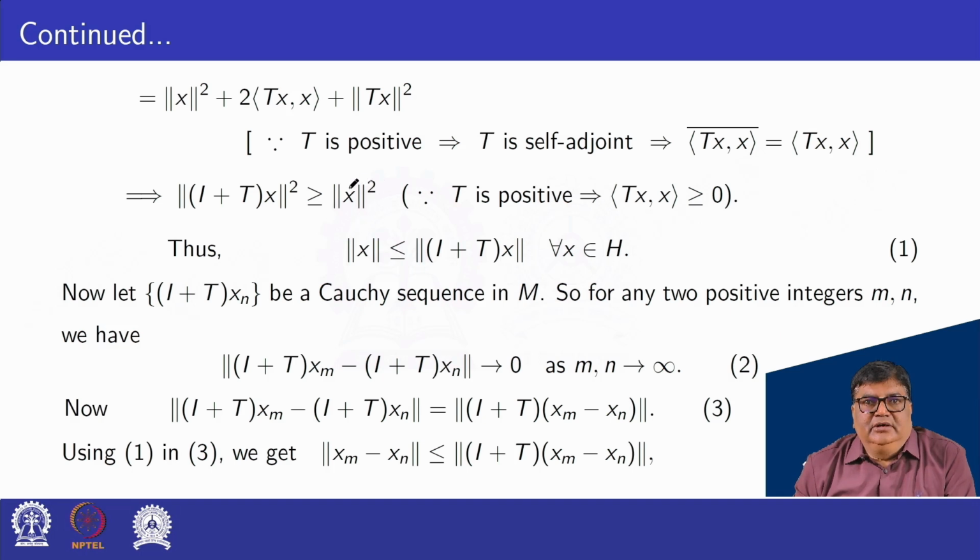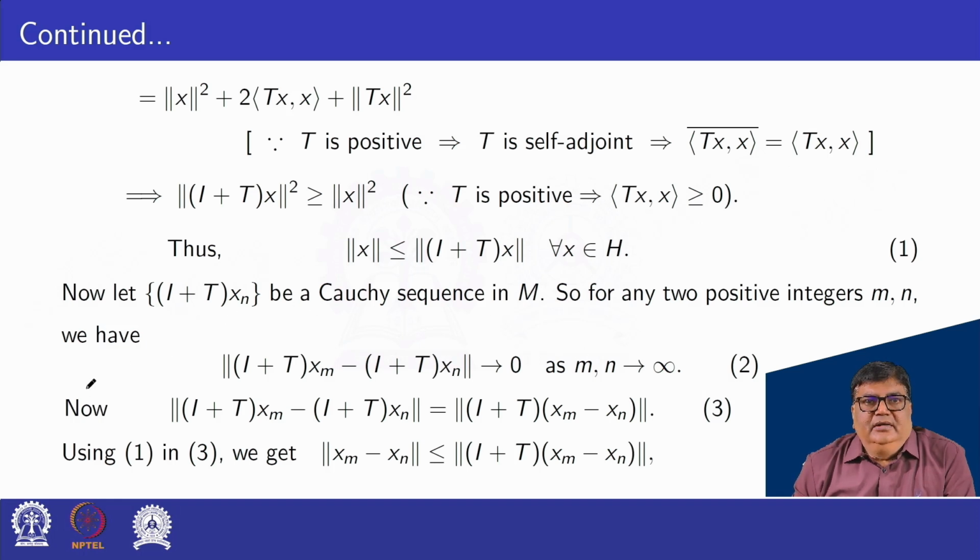Thus norm x less or equal to norm of (I plus T)x, for all x belonging to H. Equation 1. Now let (I plus T)xn be a Cauchy sequence in M. So for any two positive integers m, n, we have norm of (I plus T)xm minus (I plus T)xn converges to 0 as m, n tend to infinity.